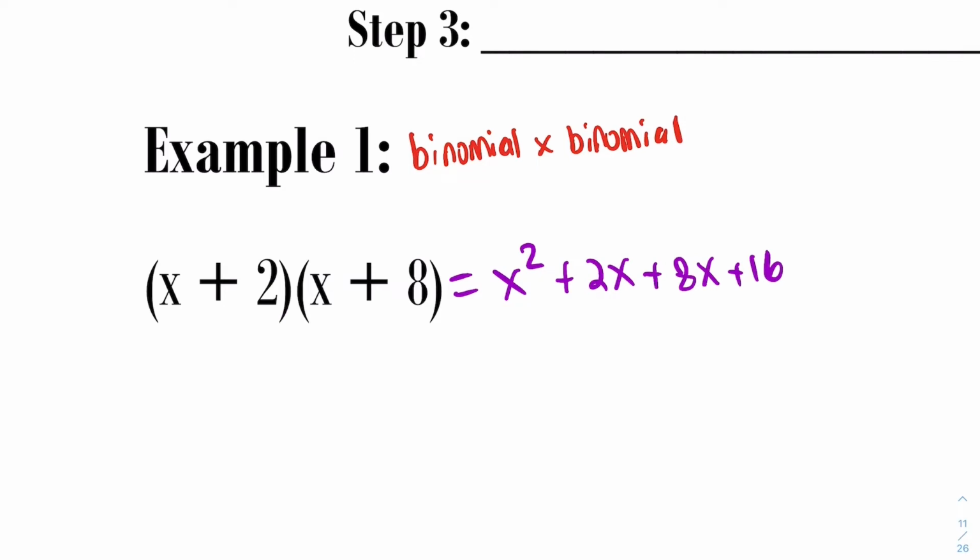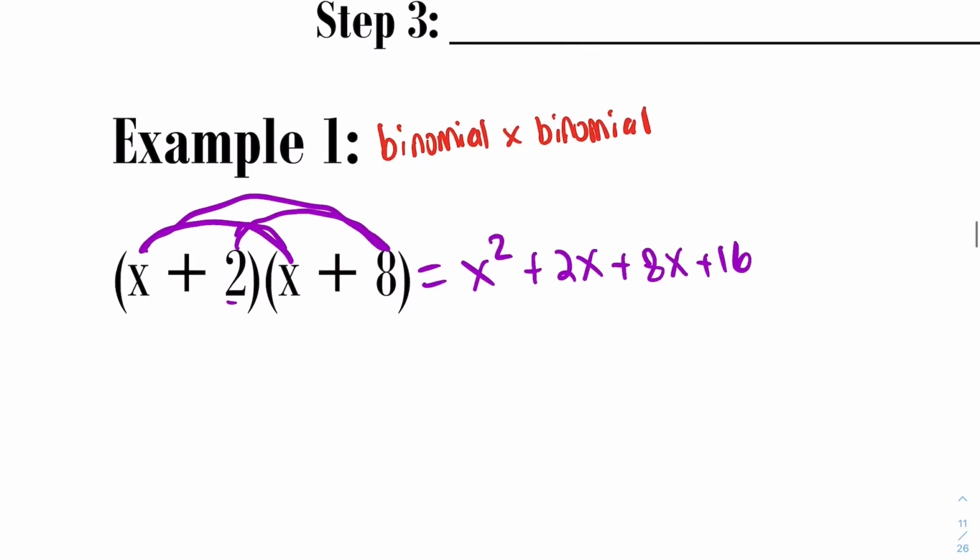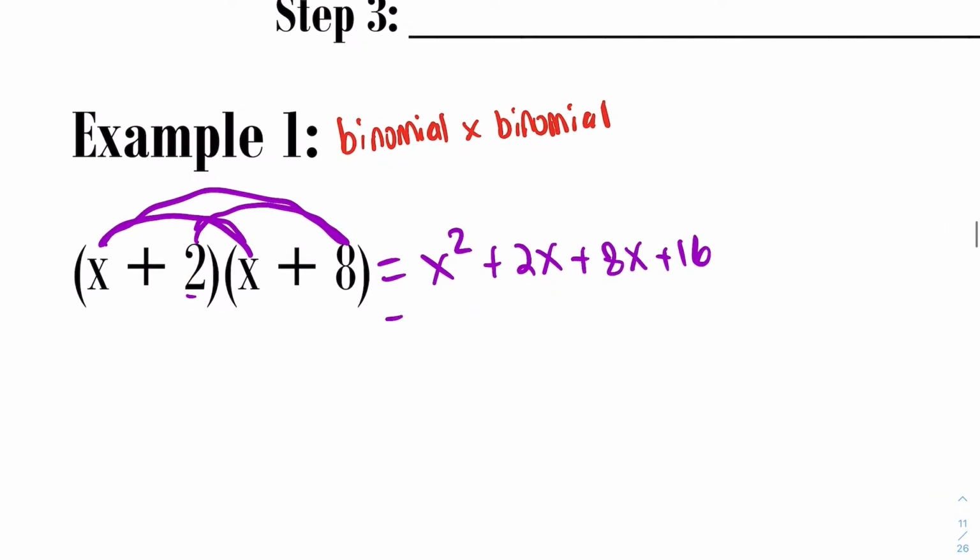If you look at what we wrote on the right side, it looks like a lot, but all that we did was we did x times x, 2 times x, x times 8, 2 times 8. We made sure that each number multiplied the other numbers. Now we simplify. X squared, there's only one of those. The other two parts with x can add together to make 10x, and 16 has nothing to combine with, and so it stays 16. The answer to a binomial times a binomial is a trinomial.